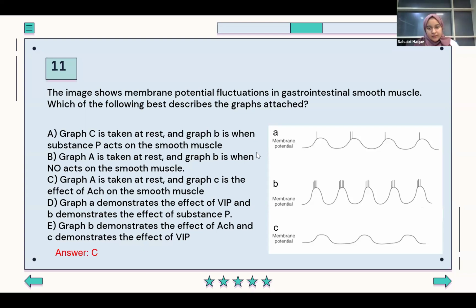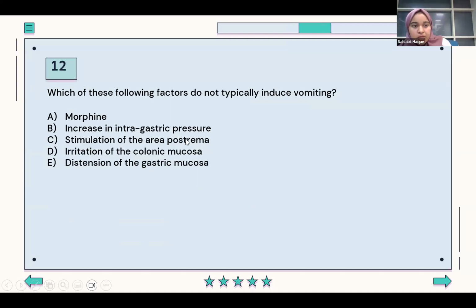Okay, so here graph A is taken at rest, correct? And graph C is the effect of acetylcholine on the smooth muscle. Wait, hold up. Graph C is the effect of acetylcholine? Should this be acetylcholine or VIP and NO? I think there's a mistake here. This should be graph C is the effect of VIP and NO, because that's the inhibitory influence on the neurons, right? So this should be VIP or NO, not acetylcholine. I'm sorry if this question confused you, but I hope the concept is clear. Okay, next question.